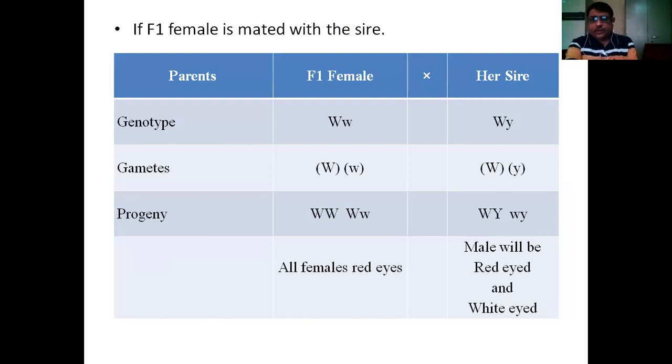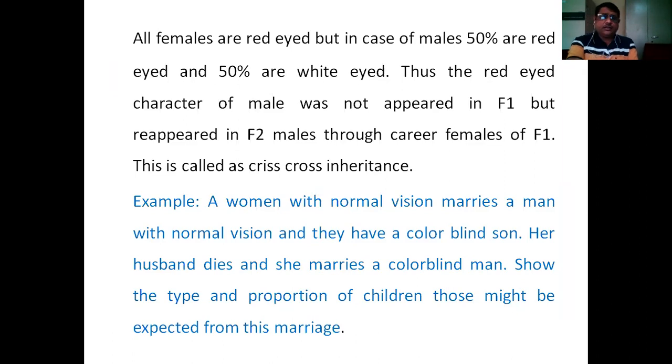Okay, so this type of inheritance is called the criss-cross pattern. The same thing is given here: the characters have reappeared in the F2 generation, and this type of phenomenon is called criss-cross inheritance. Then the next example is: a woman with normal vision marries a man with normal vision, and they have a color-blind son. So this is a different example.